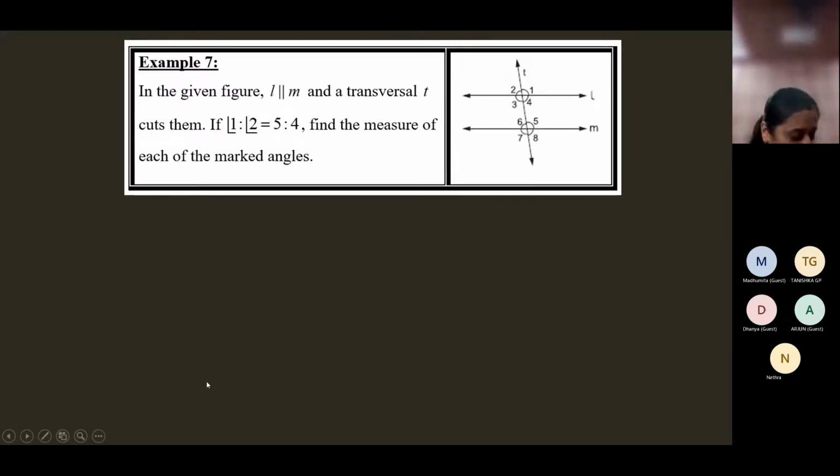This is the next question, children. Write this in the same way. Just draw the diagram. Take this ratio.